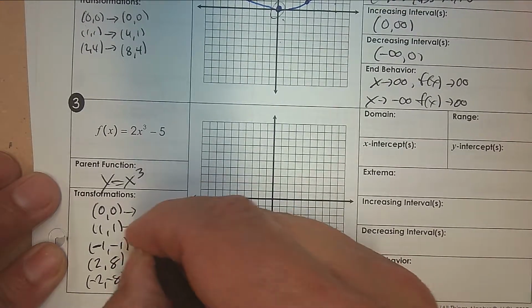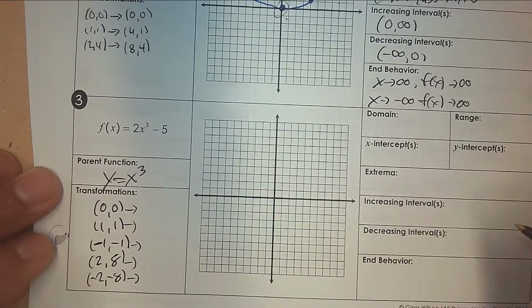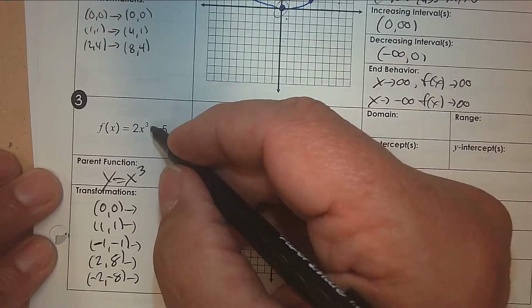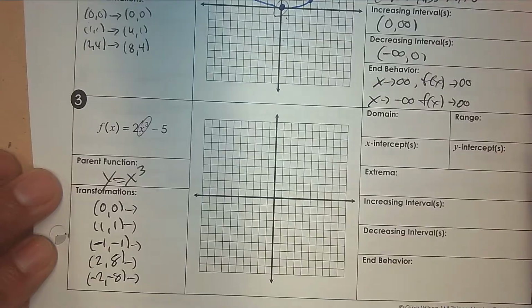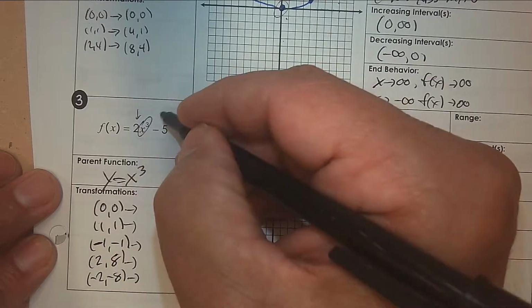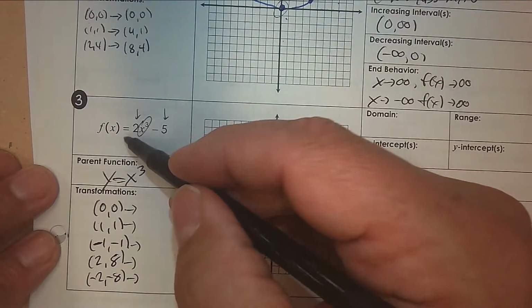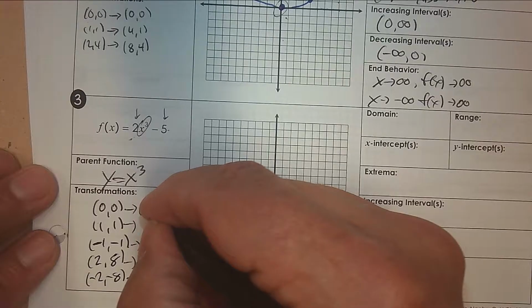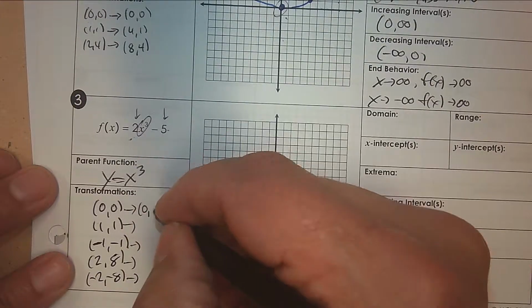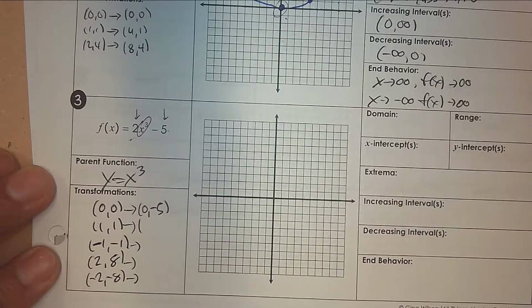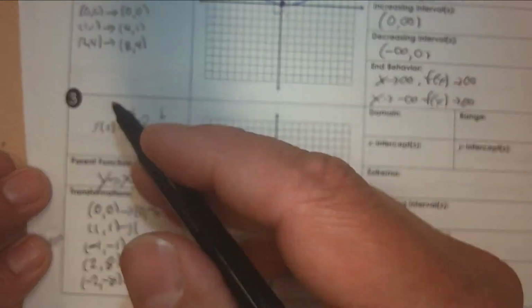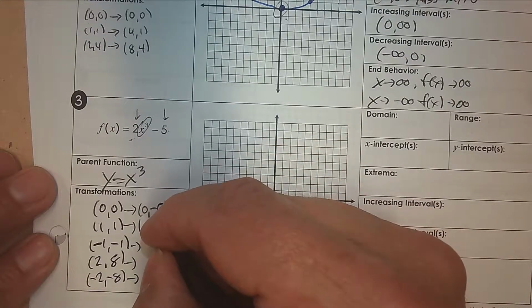So now I've got to think, what's happening to the x's and y's? So nothing's happening to the x's, or else there would be a parentheses. Everything's on the outside. So it affects the y, and we're going to do order of operations. We're going to go times 2 and then subtract 5. So the x stays the same. 0 times 2, subtract 5. Let's do it again. 1 times 2, subtract 5. So this stays the same.